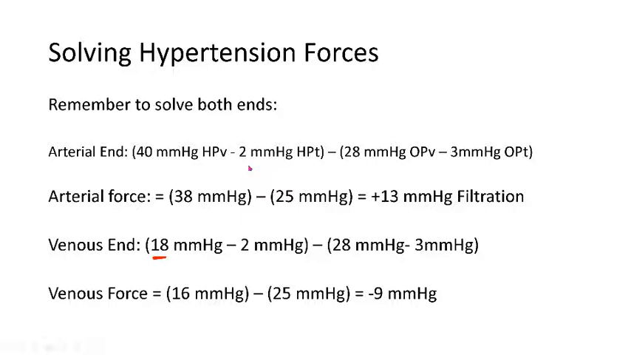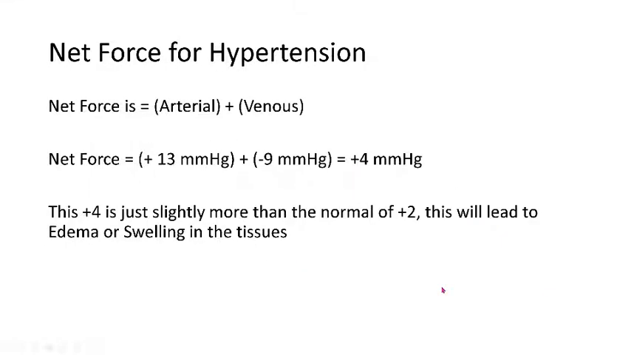So the arterial end, and then we did our PEMDAS first. We see that now we're plus 13 for filtration. Remember, normal was 10. So we have a higher than normal filtration. And we do the math, and we see we're at minus 9, which is a lower reabsorption of only minus 9 instead of minus 10. So we solve the math and we say arterial plus venous. Hey, look, we're at positive 4. That's higher than my plus 2 or plus 3.